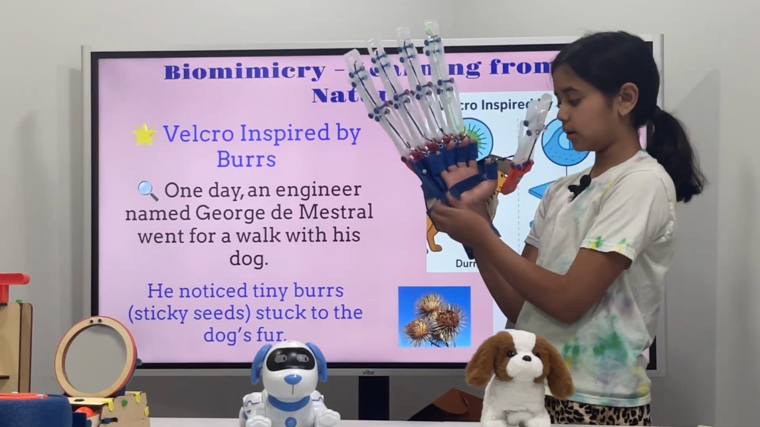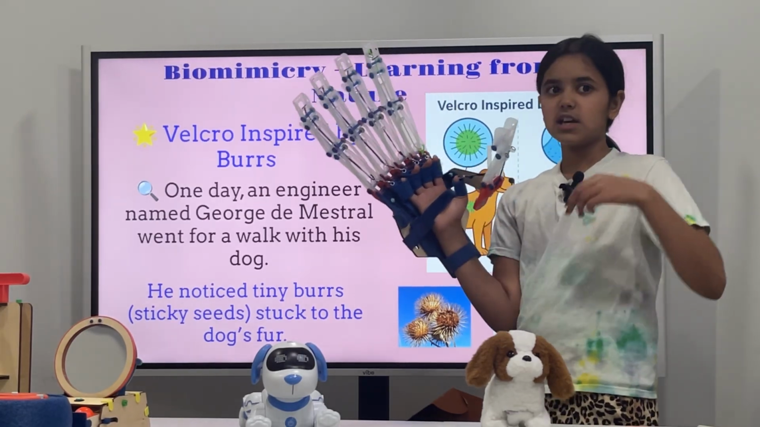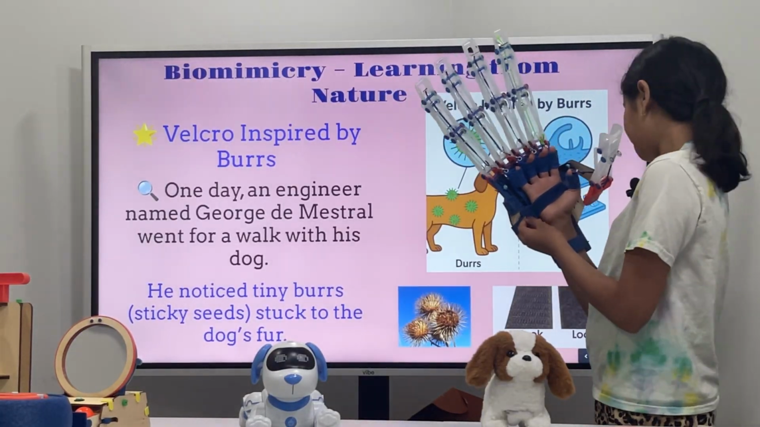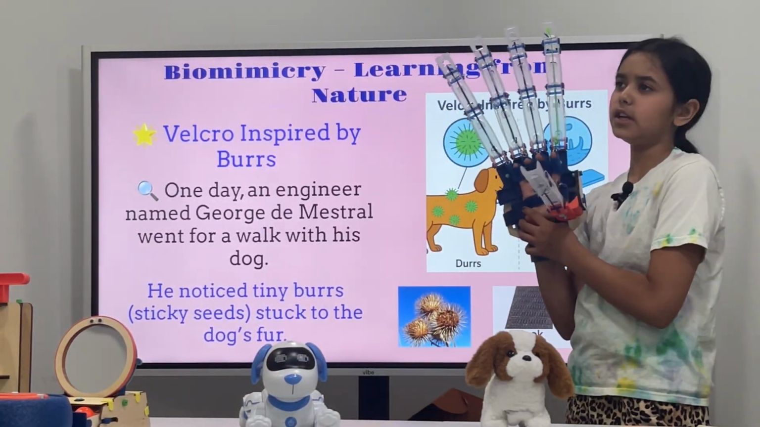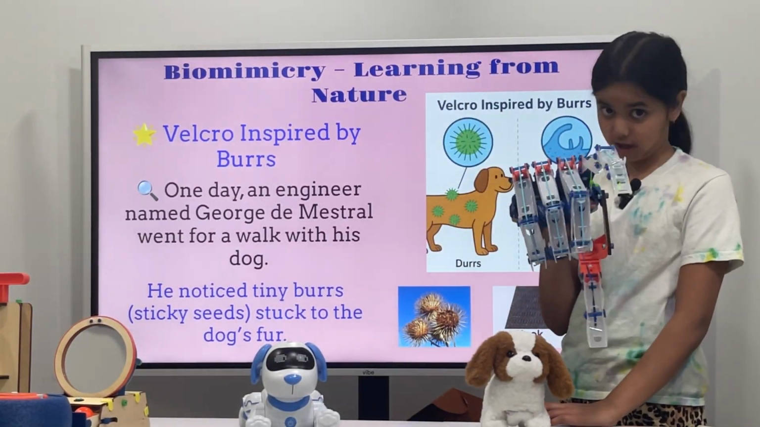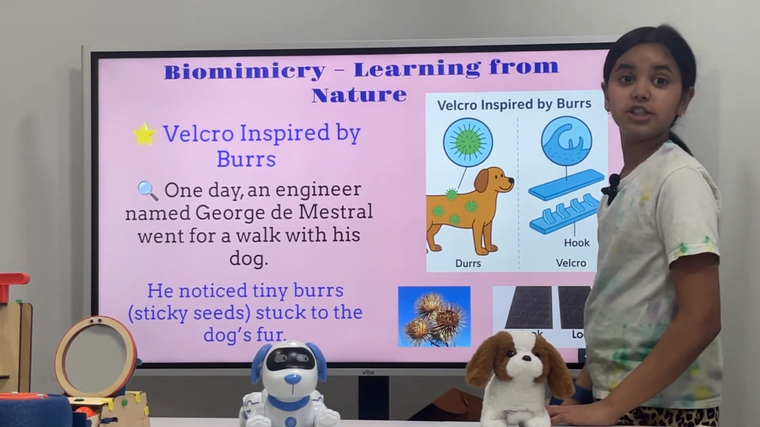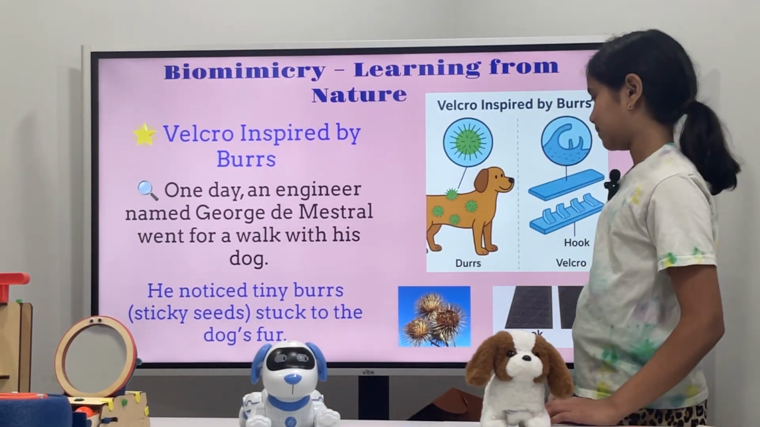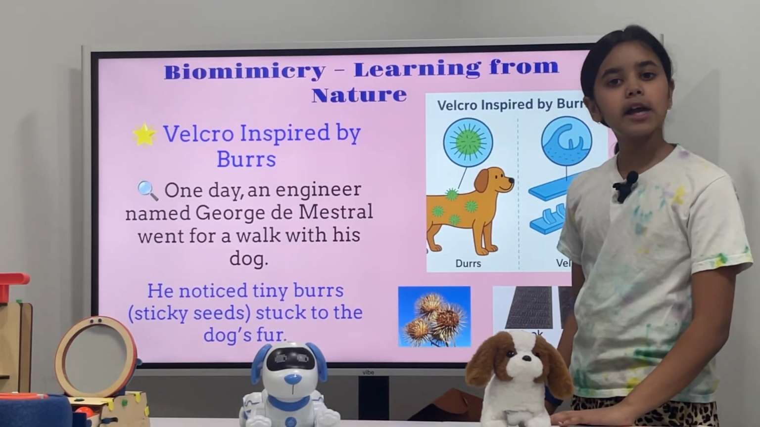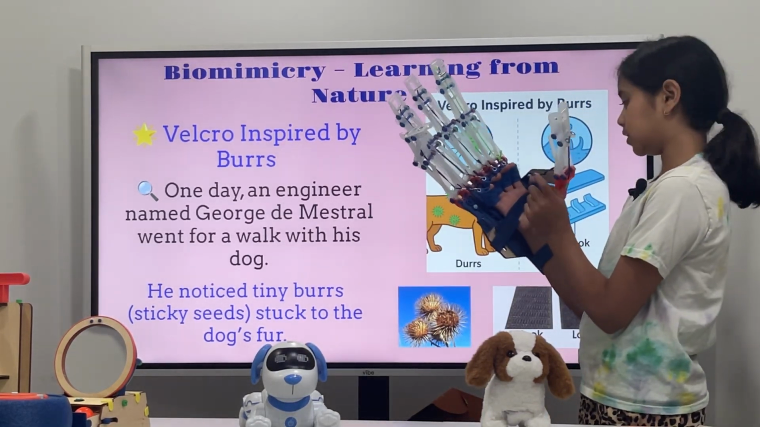So as you can see, there's hooks and there's loops. They stick together because those hooks loop onto the loops and then they get attached. So if you didn't know, there's this one thing called burrs in nature. So here's the burrs. Oh, it looks pokey. Well, it's not pokey. Those little things that look pokey, like on the cactus, are actually not pokey. They are the hooks and the loops.